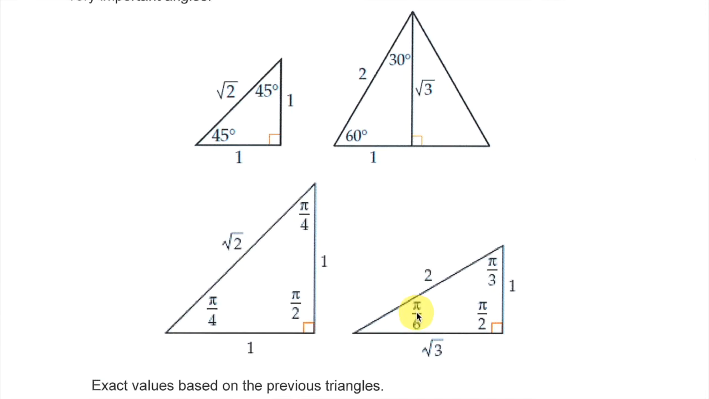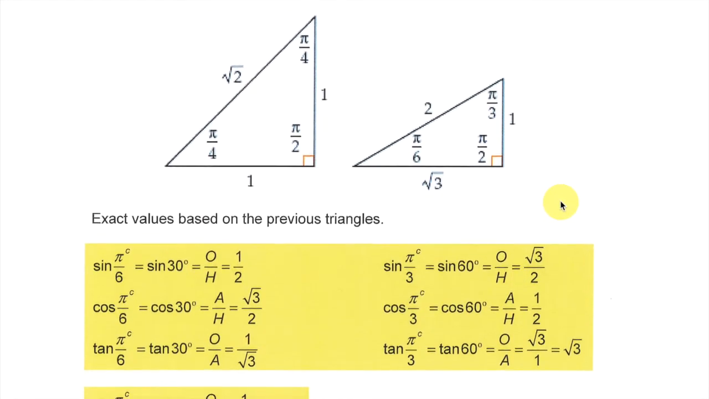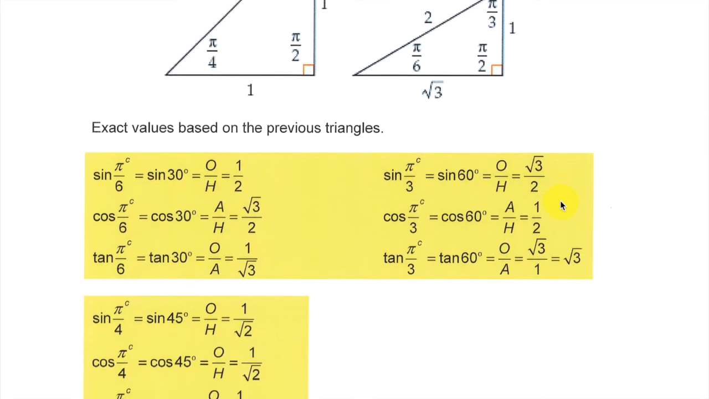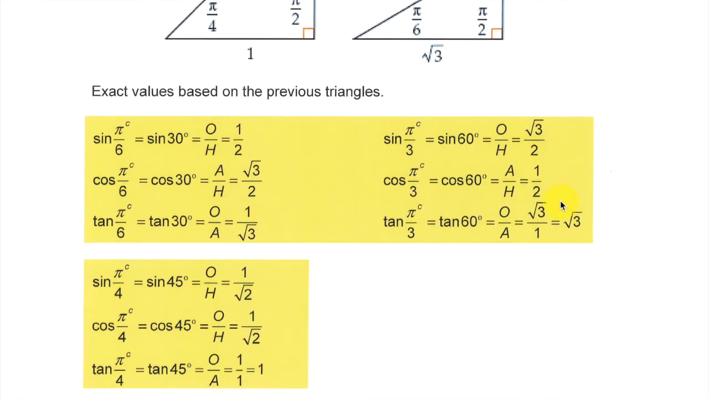So as an example, pi on 6, we know that's the same thing as 30 degrees, but what is sine of pi on 6? Opposite over hypotenuse is exactly equal to a half. What's tan of pi on 4? Opposite over adjacent, exactly 1. What's cos of pi on 3, which is the same thing as 60 degrees? Adjacent over hypotenuse, exactly a half. And that's summarised here in those yellow boxes.